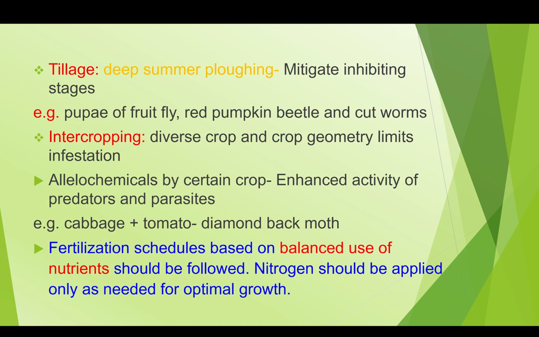Next, tillage: deep summer plowing mitigates the inhibiting stages. Pupae of fly, red pumpkin beetle and cutworms can be mitigated this way. Then intercropping we can use. Then allelochemicals from certain crops will enhance the activity of predators and parasites. For example, cabbage can be grown with tomatoes so as to prevent diamondback moth. Fertilization schedule based on balanced use of nutrients should be followed. Nitrogen should be applied only as needed for optimal growth.